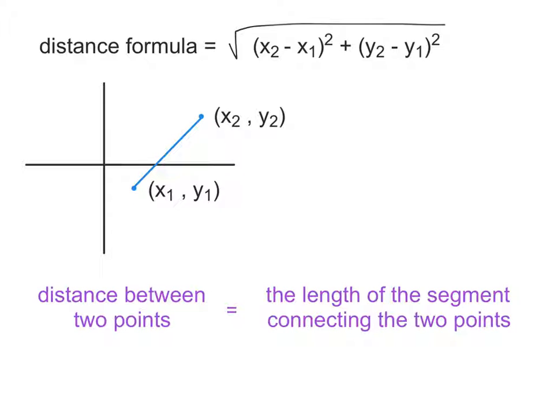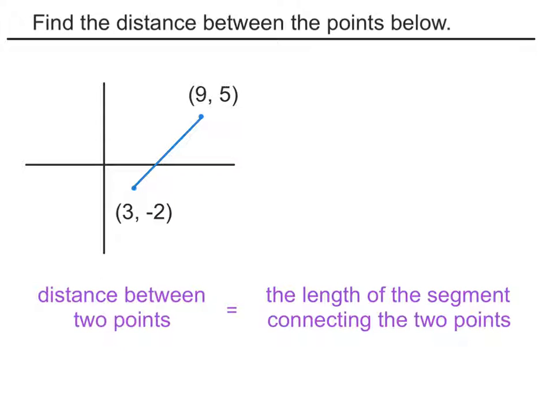Sounds easy enough. So why does it matter if I say the distance between the points or the length of the segment? What's the difference in the wording? Okay, so let's look at a specific example. I've got the point 3, -2, and 9, 5. I want to find the distance between the 2 points. Okay, I could in fact plug into the formula and it'll definitely compute the distance between them.